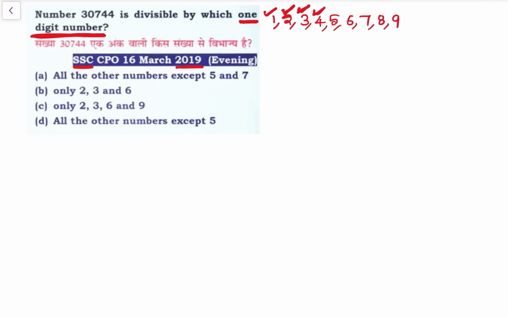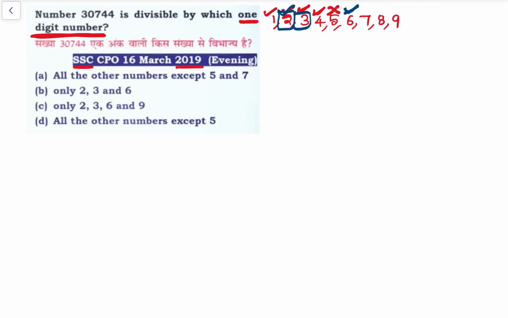5. See, it is not divisible by 5, because for divisibility by 5 the last digit must be 5 or 0. So it is not divisible by 5. Then 6. Divisibility rule of 6 is it has to be divisible by 2 and 3. See, it is divisible by 2 and also by 3, so it must be divisible by 6 also. Then divisibility rule of 7.